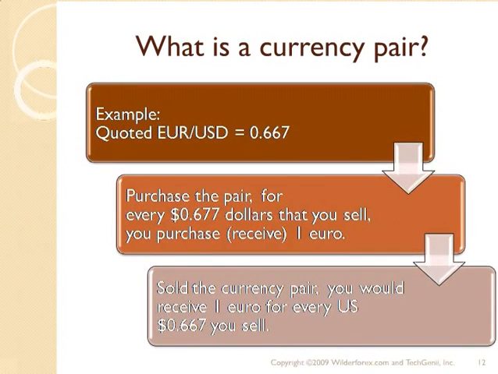Another example, we quoted the Euro USD at 0.667. To purchase the pair, for every $0.667 that you sell, you receive €1. When you sold the currency pair, you would receive €1 for every $0.667 you sell. The base currency would be the euro, the quote currency would be the USD.